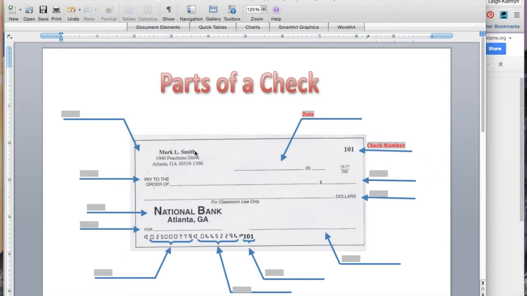All right, over here, this is the person whose bank account this check is going to be written against. It's whose account the money is going to come out of. So while we don't say Mark L. Smith, we call this person the payer. They're paying the bill. They are the payer.